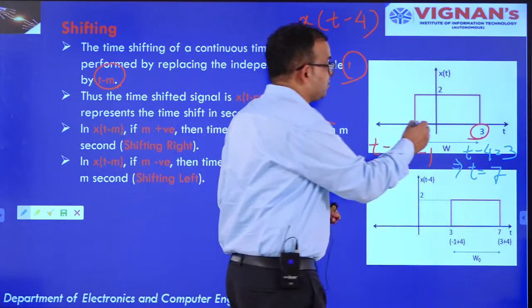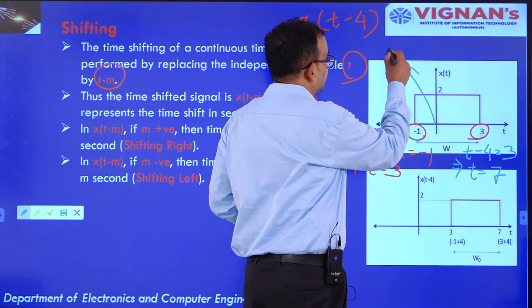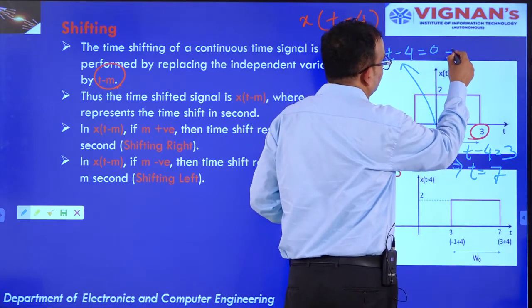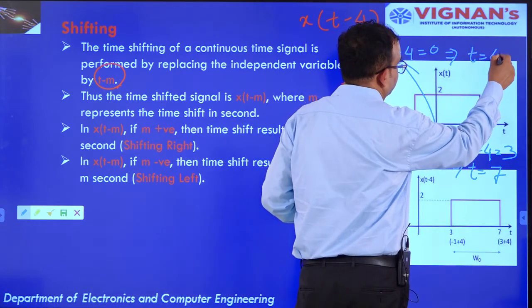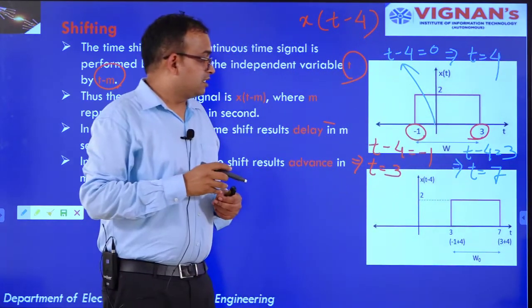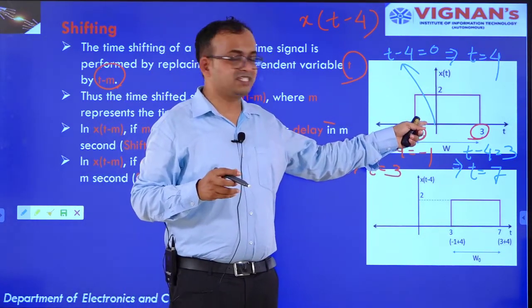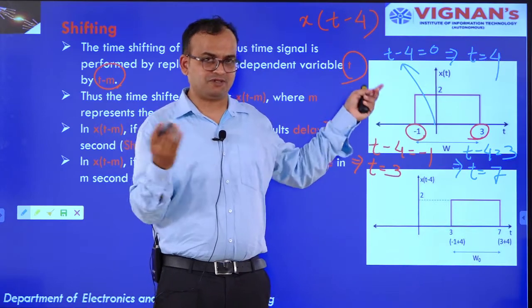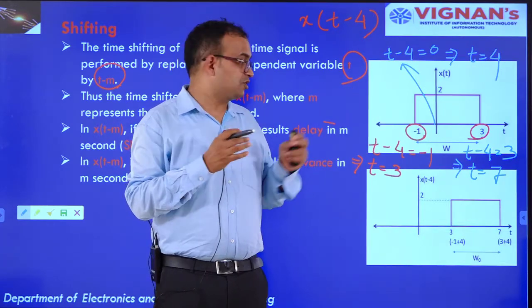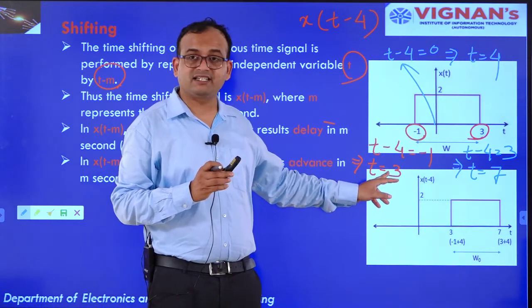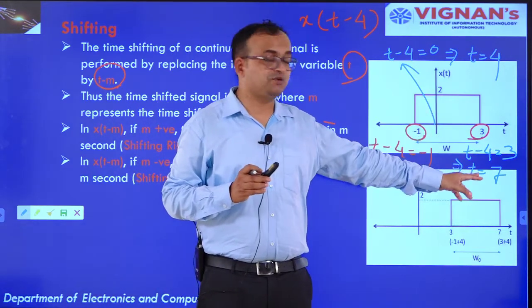I can take this value also, t minus 4 equal to 0. The new value of t will be 4. This is your choice, but I have shown it here. Now the initial point is going to 3, and the final point is going to 7.